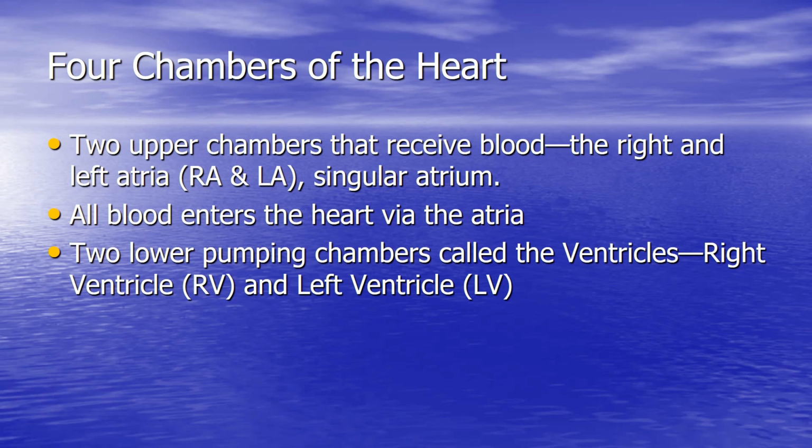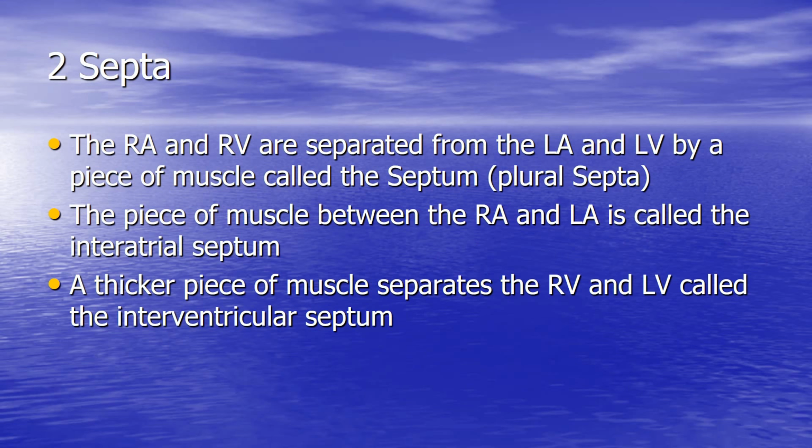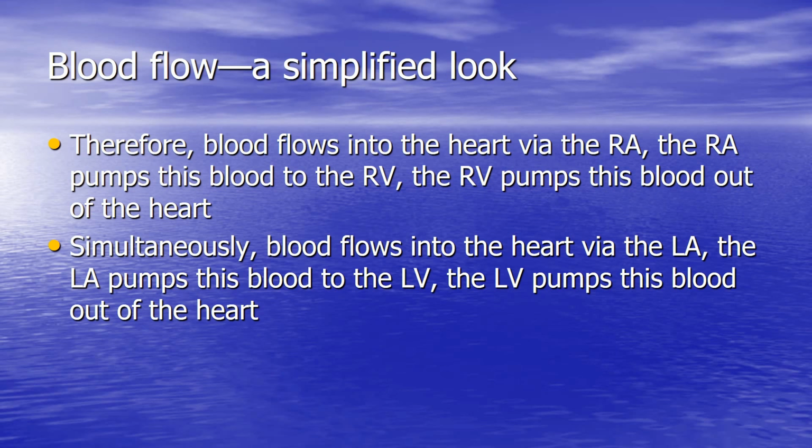Before we continue talking about the chambers of the heart, we're going to talk about the septa. The right atrium and right ventricle are separated from the left ventricle and left atrium by a piece of muscle called the septum, or plural, septa. The piece of muscle between the right atrium and left atrium is called the interatrial septum. There's a thicker piece of muscle that separates the right ventricle from the left ventricle, and that's called the interventricular septum.